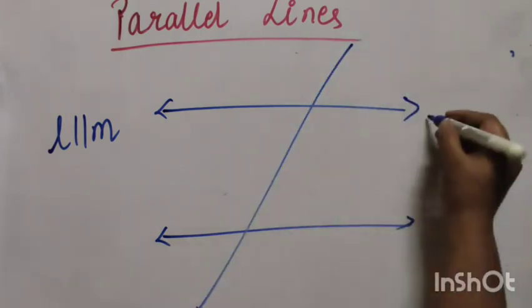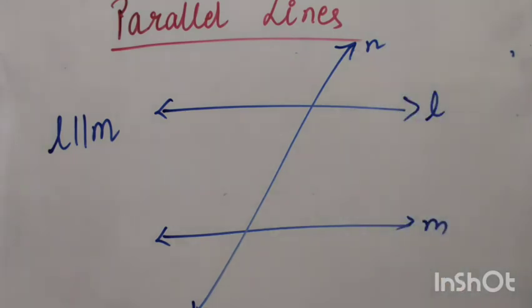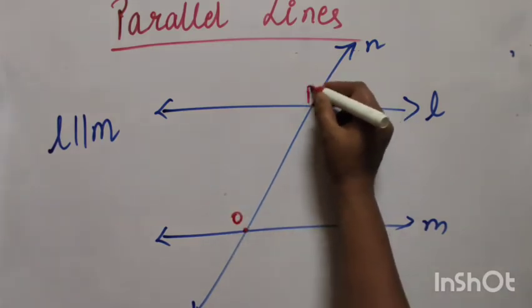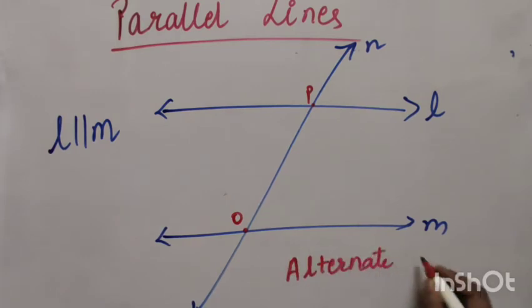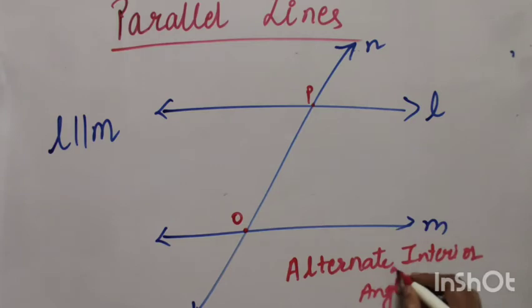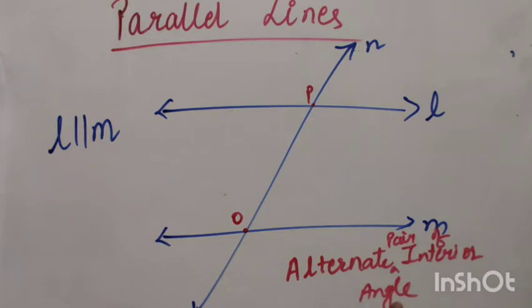Right? L, M, and this is our transversal, which is N. Now here we can see that it was O and it was P. Now I am going to talk about alternate interior angles. Alternate pair of interior angles. Right? Now alternate pair.